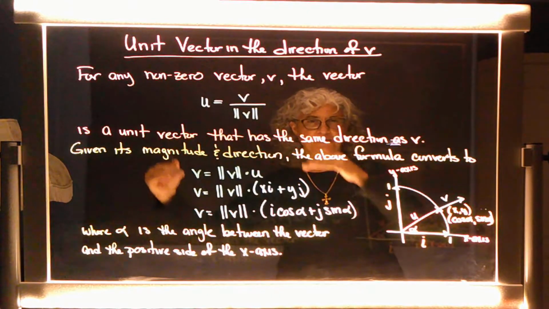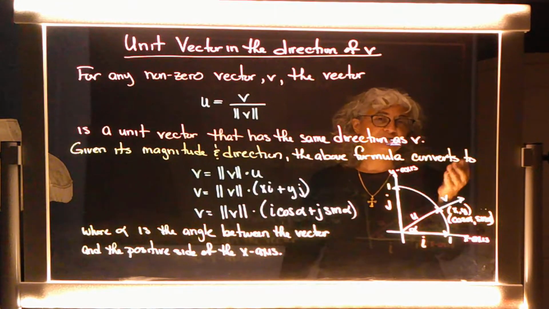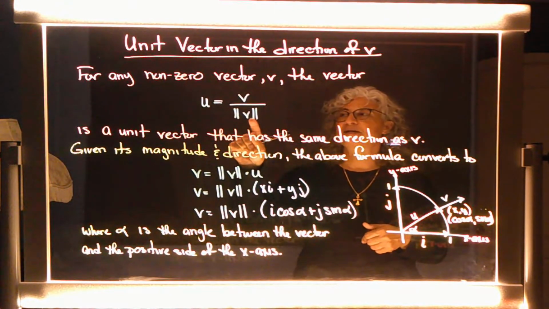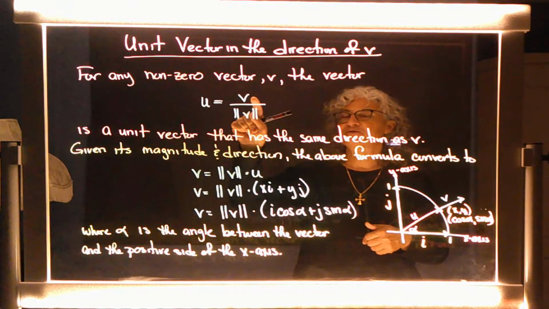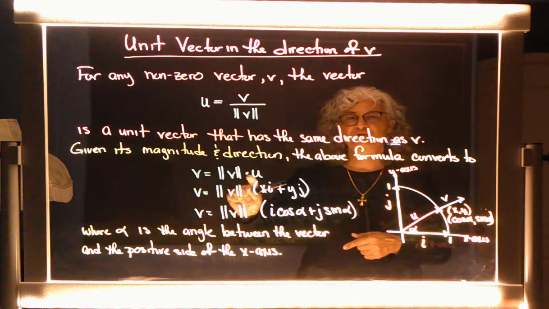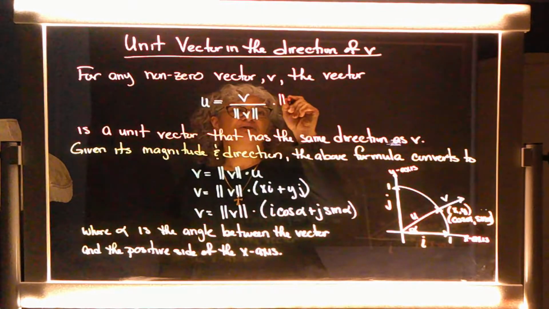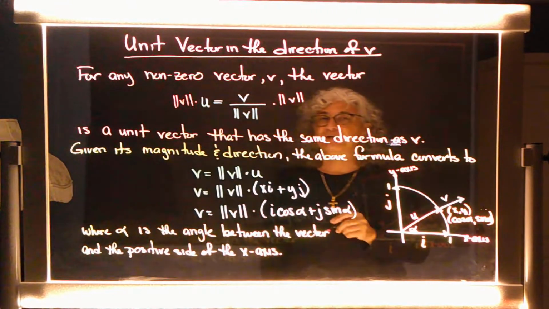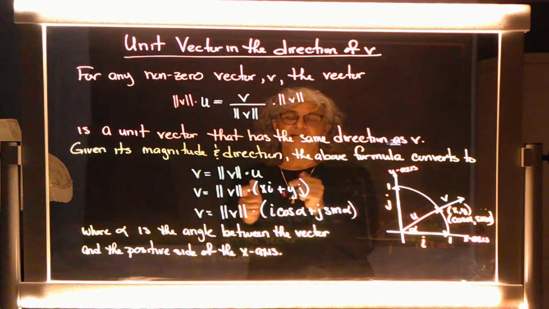All right, now, let's look at this second part down here. Given its magnitude and direction, you can convert the above formula. So if I multiply both sides by the magnitude of v, couldn't I find the vector v by taking its magnitude and multiplying by u? This is just an algebraic maneuver, right? Agreed? So we're right here.